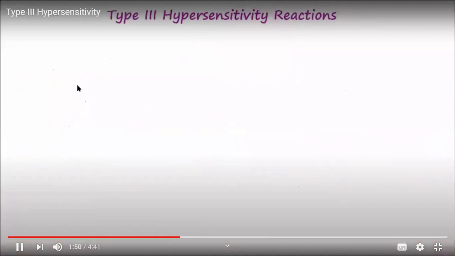Type 3 hypersensitivity reactions can be either localized or systemic. Localized type 3 hypersensitivity reactions may be called Arthus reactions, especially if the skin is involved. Localized reactions may occur when antigens have been either injected, inhaled, or ingested.